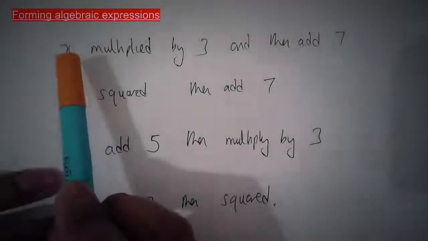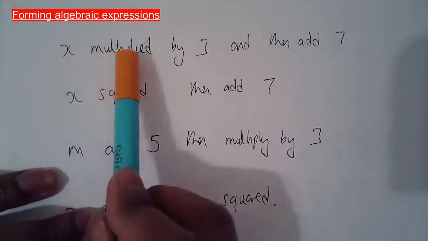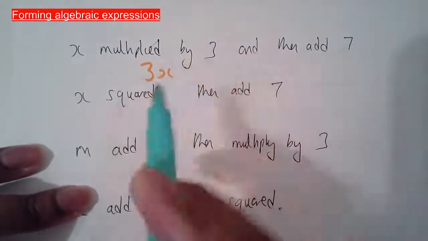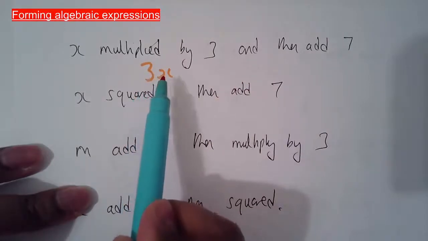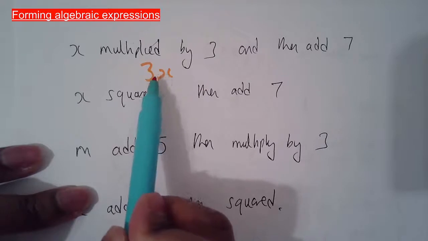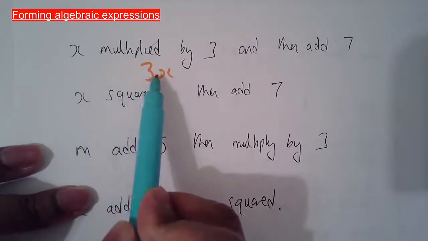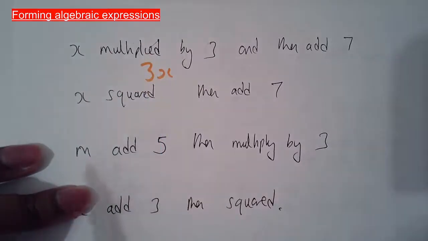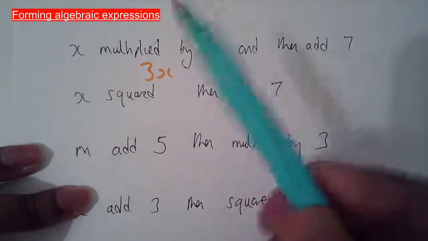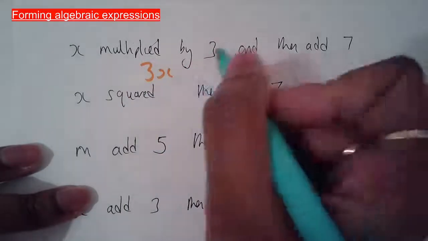Right, these ones are a little bit more tricky. Right, x multiplied, x times by 3. So you write 3x for that. Remember, number comes before the letter. And there's an invisible times. Whenever it's multiplied, it kind of disappears, but you know there's an invisible times sign there. So x multiplied by 3, 3x. And then add 7. Then you add 7 to all of that.